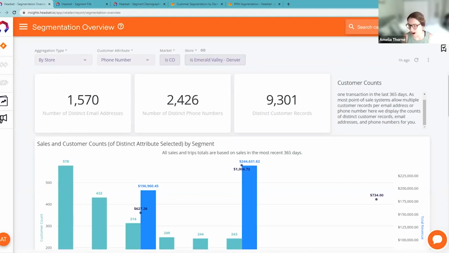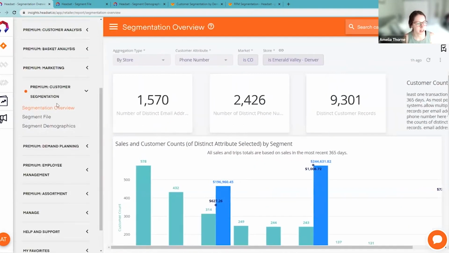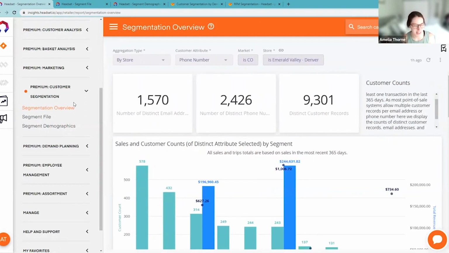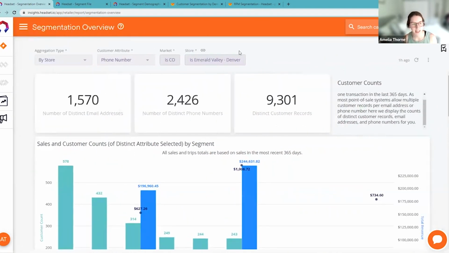So we're going to be talking about customer segmentation today. And customer segmentation is found under customer segmentation in our premium dashboard on the left over here. With segmentation, the main thing is to really understand who to target for your marketing initiatives. So we break down our customer base into different segments depending on recency, frequency, and monetary value. And I'll jump into that in just a few minutes.